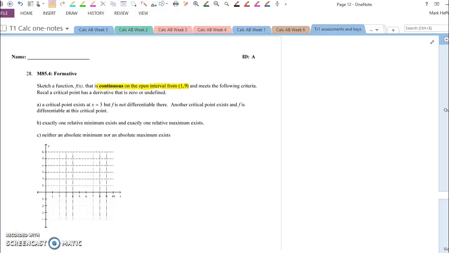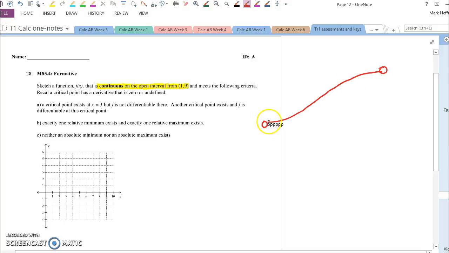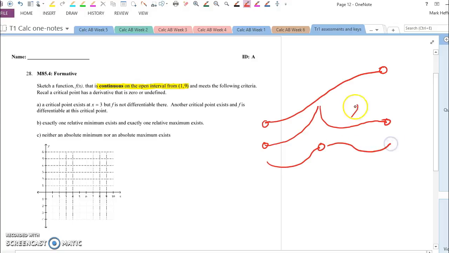In this problem, you've been told lots of things. Everything means something. Continuous on the open interval from 1 to 9. Open means that the endpoints are open, not closed. Continuous means that we couldn't have either an asymptote or a hole. So we can't have any of those things.